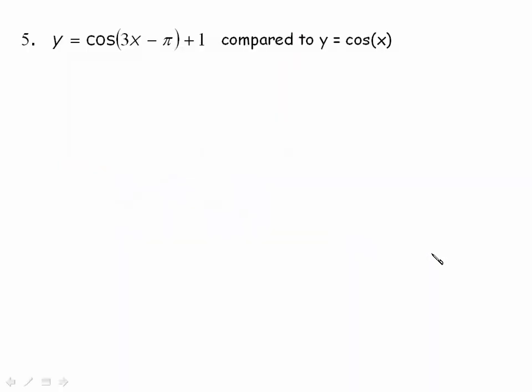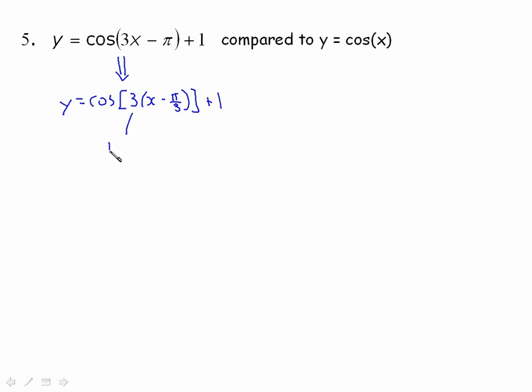Let's do one more. Here we take a trigonometric one, a sinusoidal wave. And as before, we need to factor out whatever coefficient is with the x variable. So this is y is equal to the cosine. We factor the 3 out, and then we get x minus pi over 3, and then plus 1.